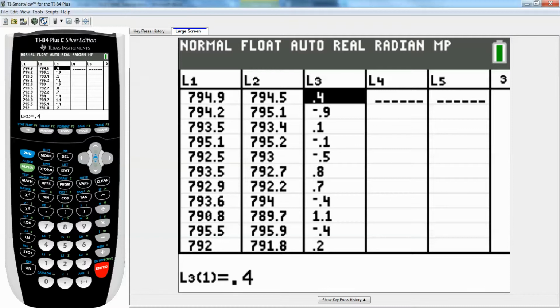It's taking 794.9 minus 794.5, and there's the difference, 0.4. Then 794.2 minus 795.1, and there's the difference, and so on. All right, that is the column that I'm going to run the tests on, because I really want to run the test over the differences.